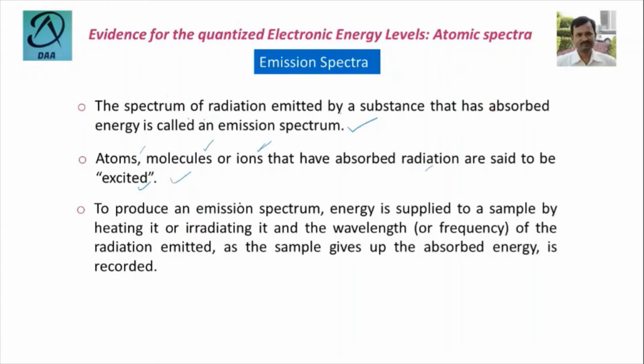To produce an emission spectrum, energy is supplied to a sample by heating it or irradiating it, and the wavelength, or frequency, another derivative of the wavelength, of the radiation emitted as the sample gives up the absorbed energy will be recorded by the detector.